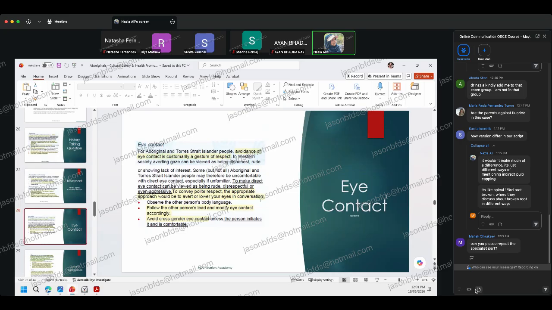Now, why wouldn't they make any eye contact? If somebody's not making eye contact, either they have autism, they're neurodiverse, or it's part of this. According to their culture and many different cultures, including my own, making eye contact with somebody older, an elder, is part of respect. When you make eye contact, it's like disrespecting them. Those are old traditions. So avoidance of eye contact is customarily a gesture of respect. Do you see that? That's why this patient was not making any eye contact with us.